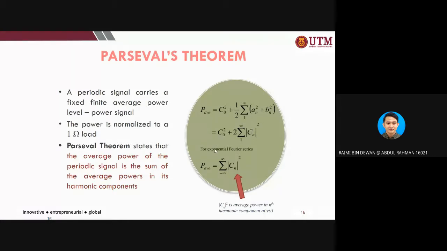And then, when you want to simplify further, this is actually P average extending from negative infinity until infinity of the square of Cn. Here it is mentioned that Cn is the average power in the nth harmonic component. If it says 9 harmonics, something like that, you will sum until the 9th harmonic. If it says 11, until the 11th harmonic.